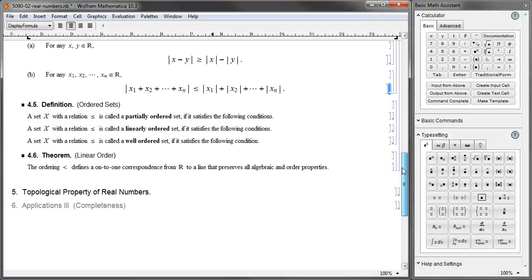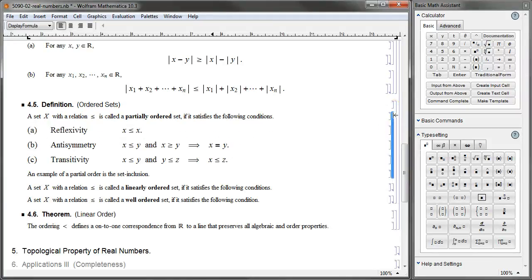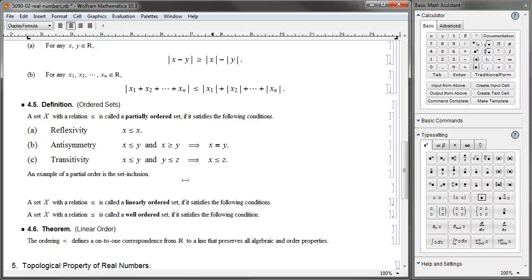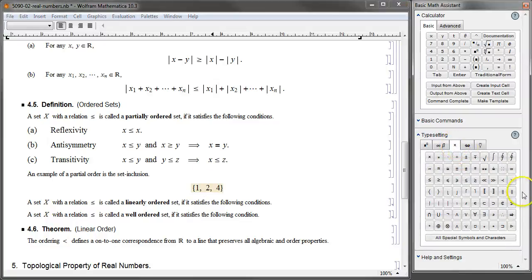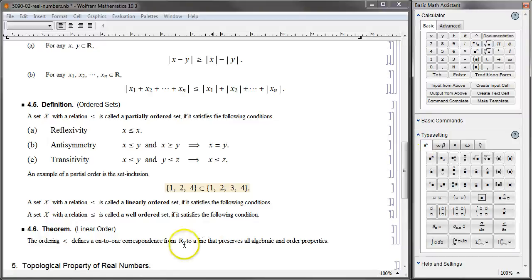Okay, we have a little bit of time, so let me talk about some terms. A set X is called partially ordered if it satisfies this kind of condition: reflexivity, antisymmetry, transitivity. An example of a partially ordered set is set inclusion. For example, if we have this kind of set 2, 4, and that set is less than, kind of like this, in terms of set inclusion, but the set inclusion is not linear because not all pairs of sets can be compared.